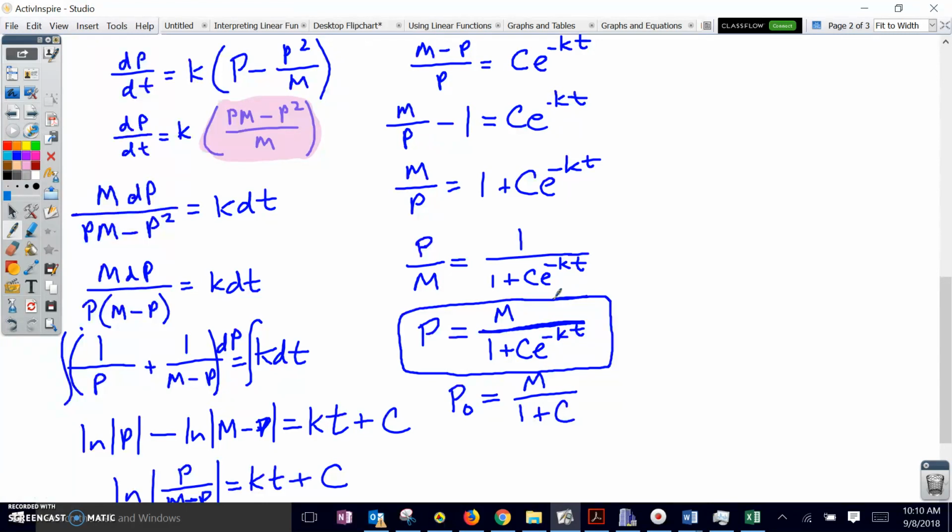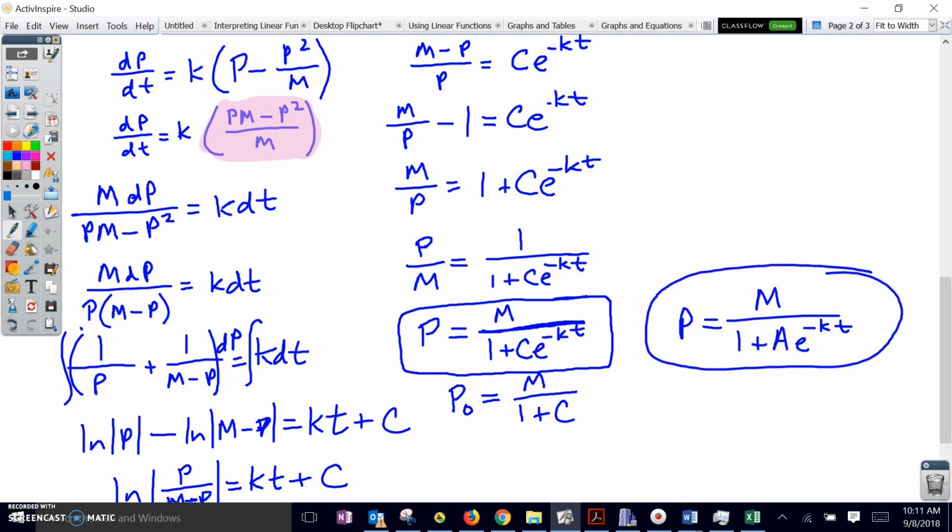Normally, though, when you see this written in text or on the internet, instead of using C here, a lot of times I've seen A used as the constant. And so you'll see a model that looks a lot like that one. All right, and there's your logistic growth model. See you next time.